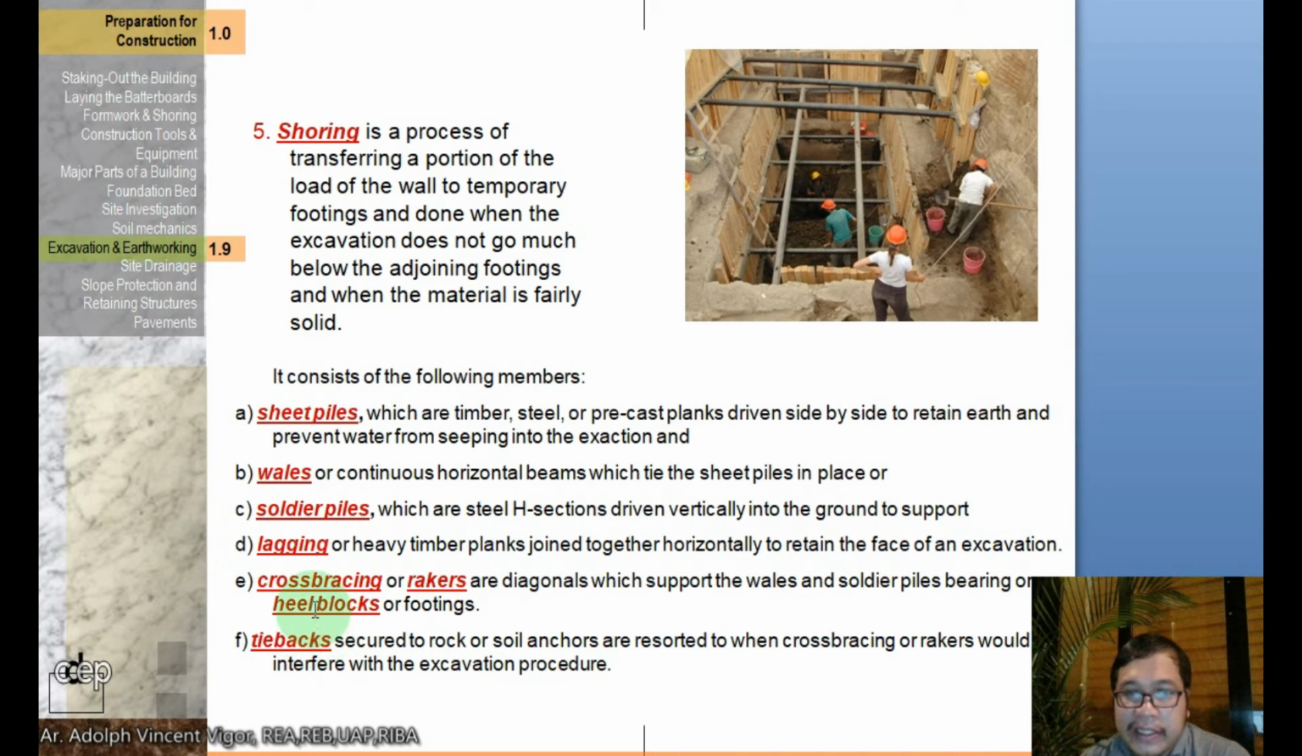Then you have cross bracing or rakers, which are diagonals which support the wales and soldier piles, bearing or heel blocks or footings. Then you have the tiebacks, which are secured to rock or soil anchors and resorted to when cross bracing or rakers would interfere with the excavation procedure.